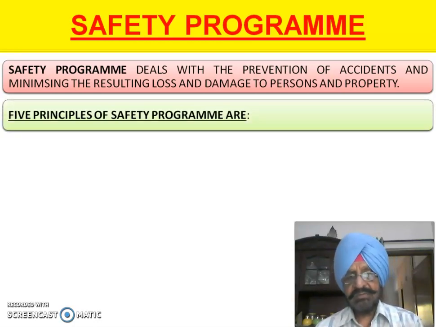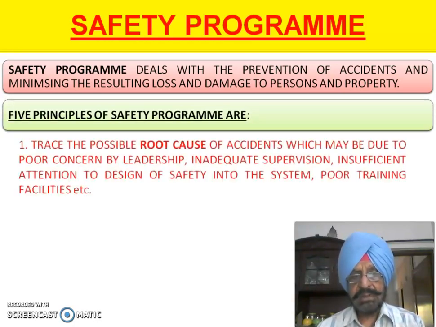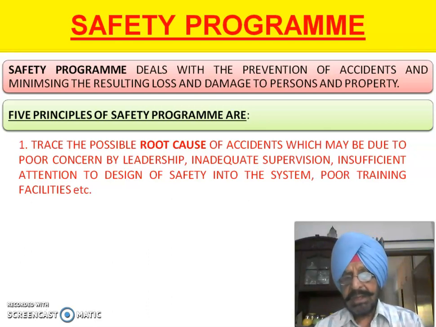The five principles of safety program are: first, trace the possible root cause of the accident, which may be due to poor concern by the leadership, inadequate supervision, insufficient attention to design of safety into the system, poor training facilities, etc. Once you are able to address the root cause, then we will be able to attack those particular accidents and take preventive measures.